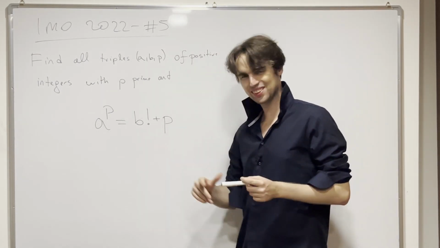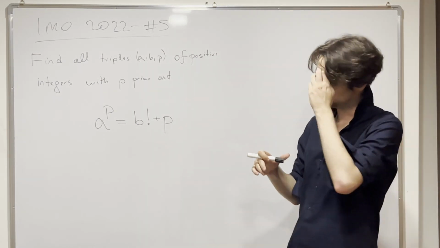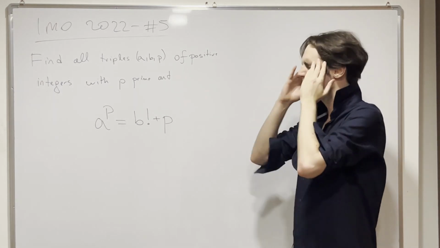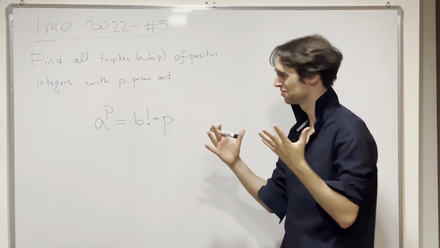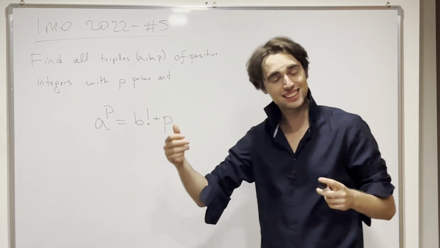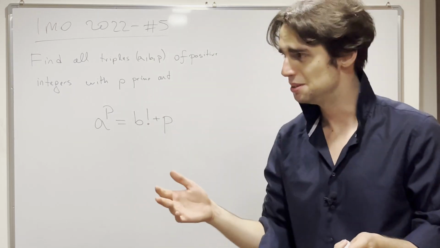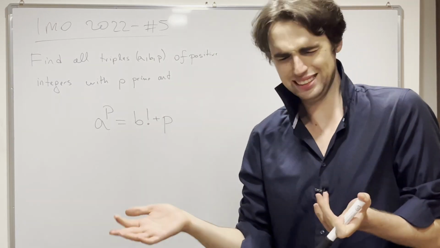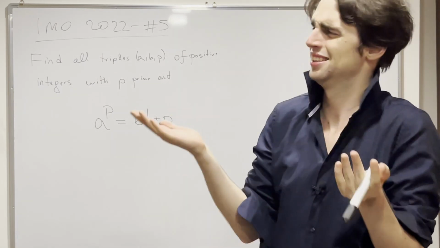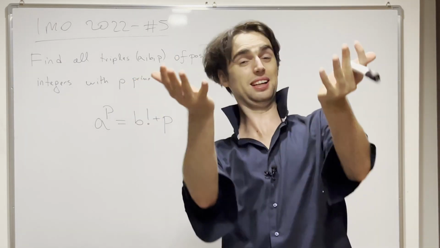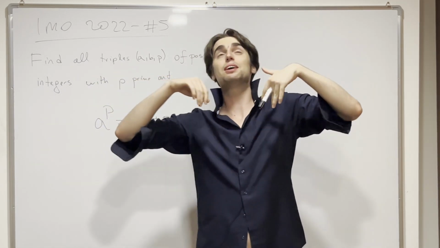So how are we going to approach this is the first question. So when you see this, you're like, whoa, wait, what? Like how am I even, like, this is a to the power of p, b factorial, then I have a plus p? Like, what's happening there? How do I even begin?